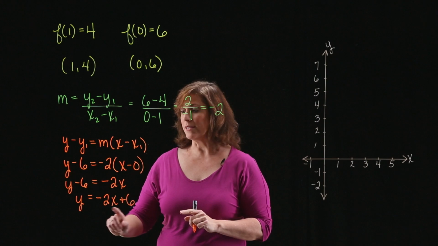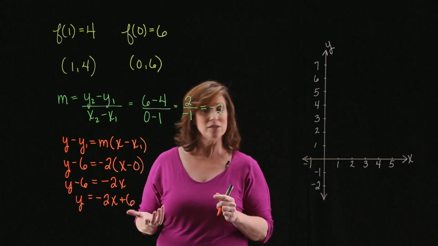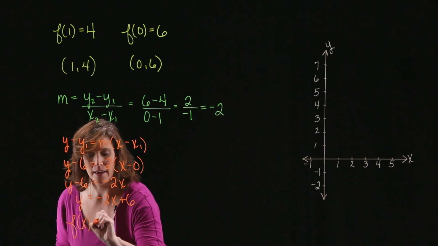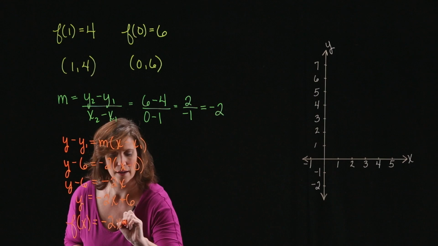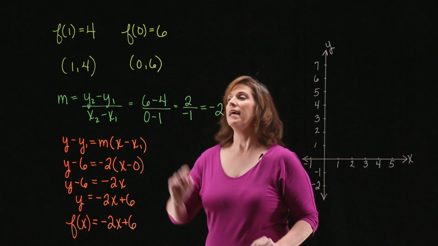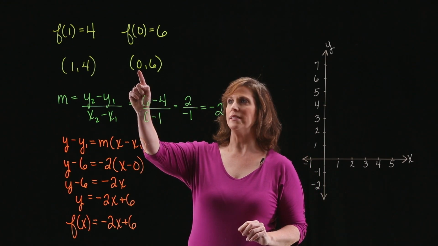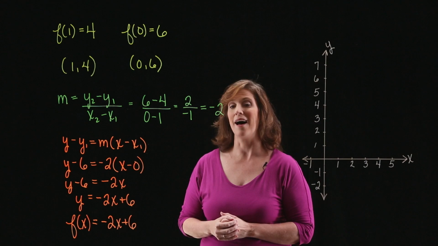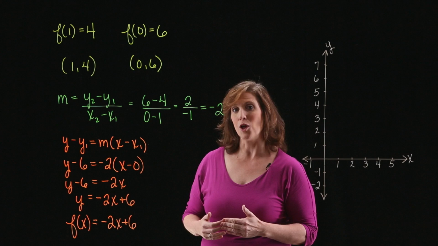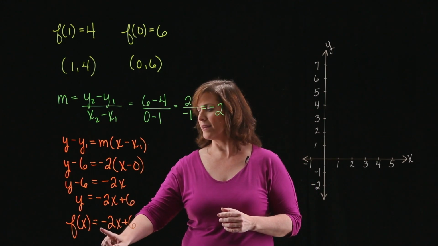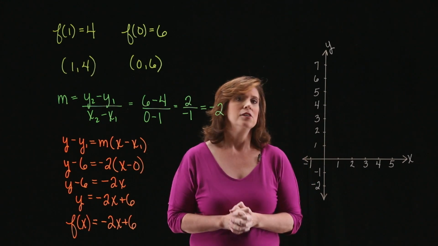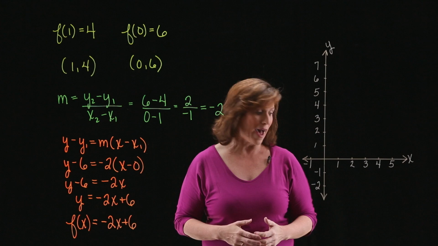Now, the next thing I want to notice is that this line is a function, so I can certainly write it using function notation and say that f of x equals negative 2x plus 6. Another thing that I want to point out is that in the very beginning, I could see that the point (0, 6) was one of the points on my line. That happens to be the y-intercept. So if you prefer, you could go straight to the slope-intercept form and create f of x equals negative 2x plus 6.